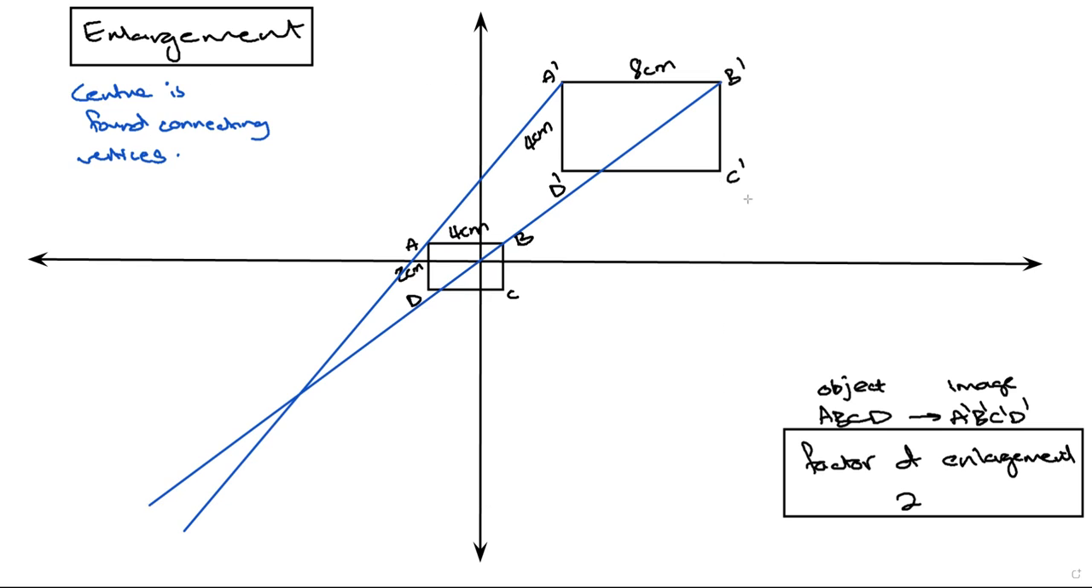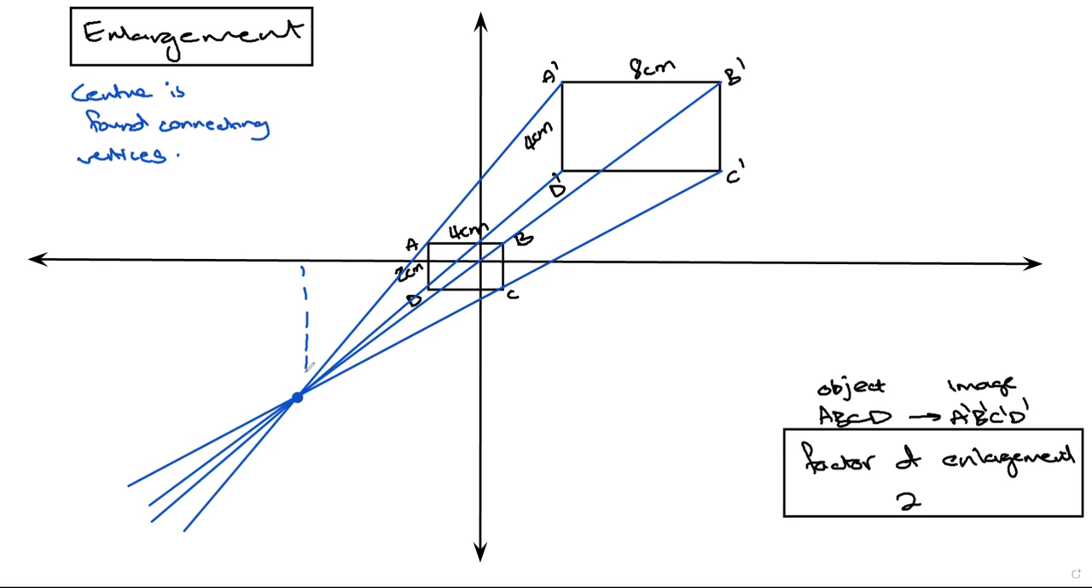I then connect D dash to D, and guess what? They intersect at that point there. And then this one here would be C to C dash, and automatically it also ends up intersecting. It normally intersects at exactly the same point. So that point of intersection is a coordinate.